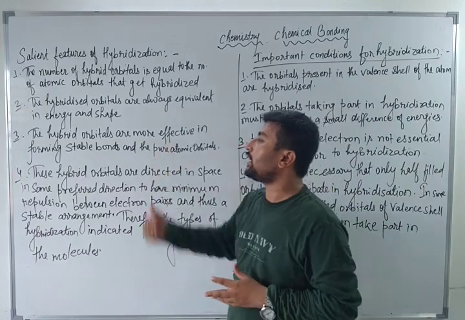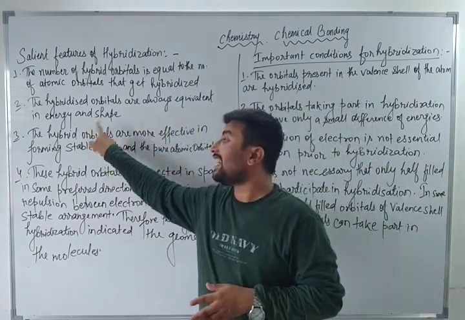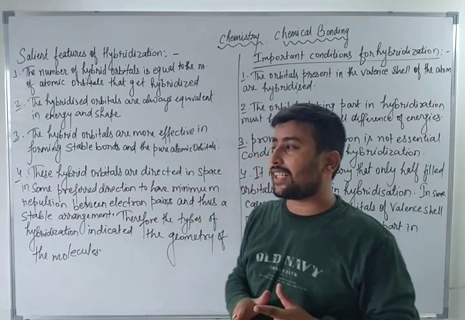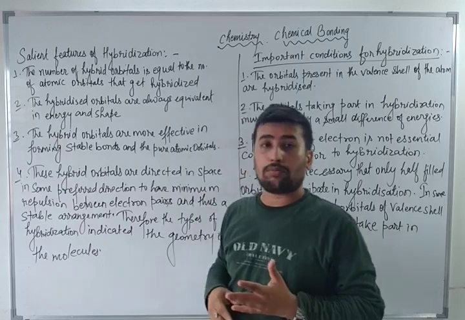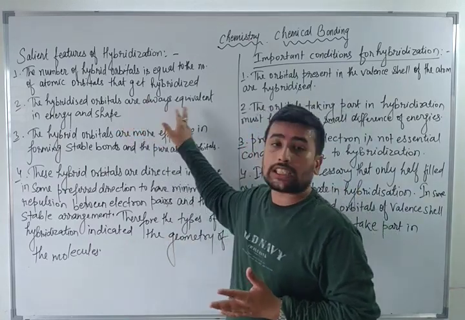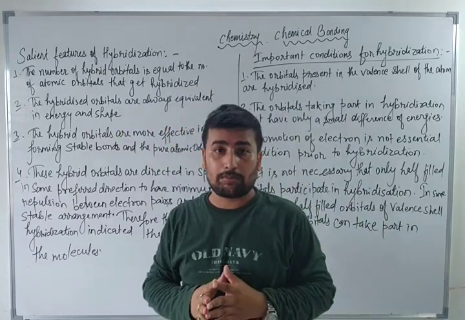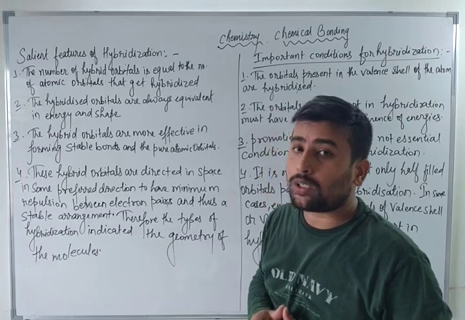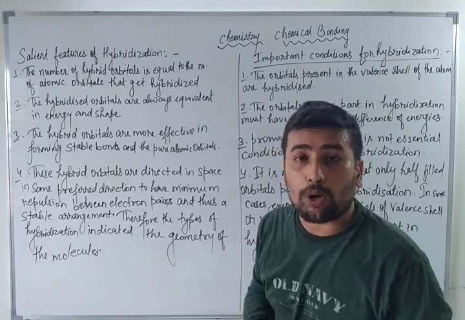The second point is the hybridized orbitals are always equivalent in energy and shape. Do not think that s will have more energy, p will have more energy, d will have more energy. Here the hybrid orbitals are always equivalent in energy and shape. If they did not have equivalent energy and shape, then why would they be involved, why would the hybridization process occur.